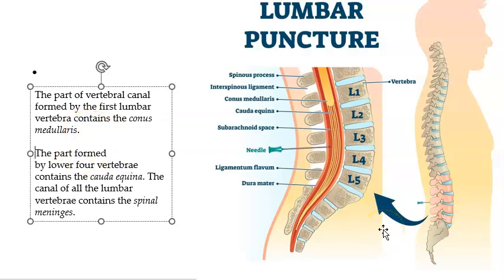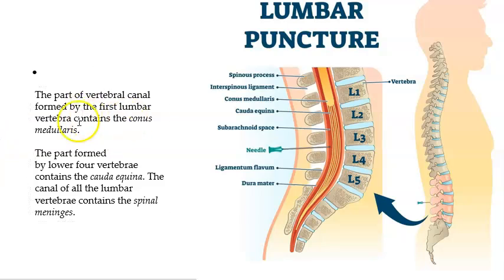The vertebral canal formed by the first lumbar vertebra, that is L1, contains the conus medullaris. Okay, so you're doing lumbar puncture between L3 and L4 interspinous process, which is the spine. This is the spine between the spines of this vertebrae. Interspinous processes of this L3, L4, you will put the needle for lumbar puncture.